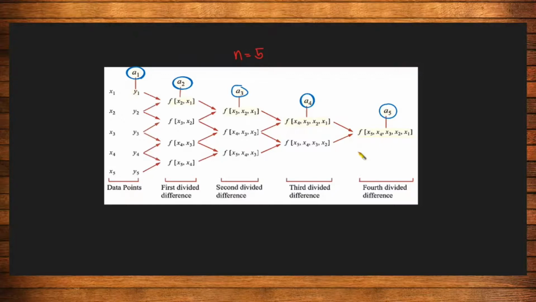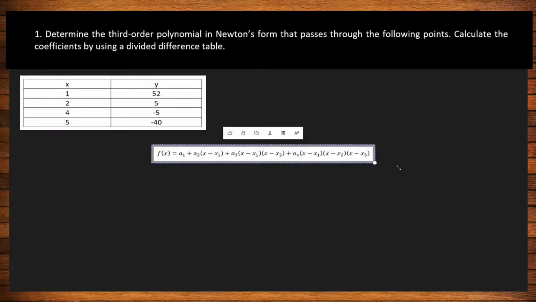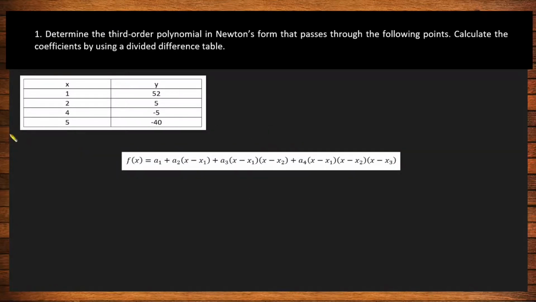Okay, so let's take a look at this example. Determine the third order polynomial in Newton's form that passes through the following points. Calculate the coefficients by using a divided difference table. We have 4 given data points here, so we need to formulate a third order Newton's interpolating polynomial. So, Newton's polynomial for the given points has this form. Again, para makuha natin yung values ng coefficients natin, gagamit tayo ng divided difference table.